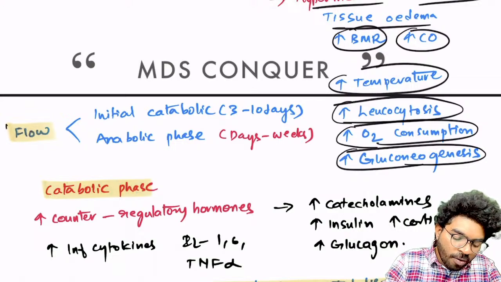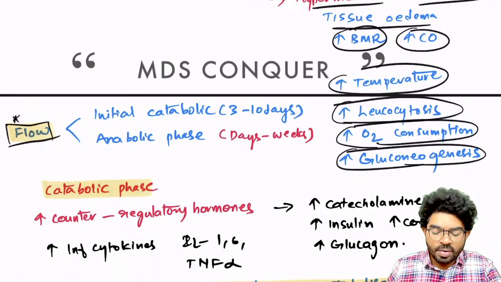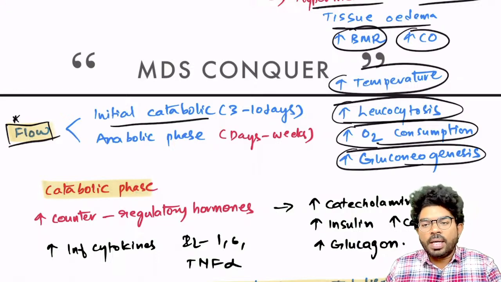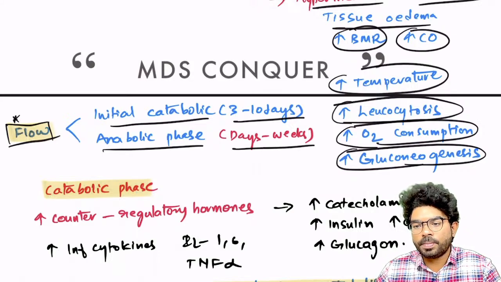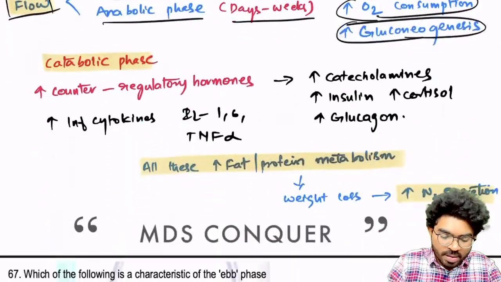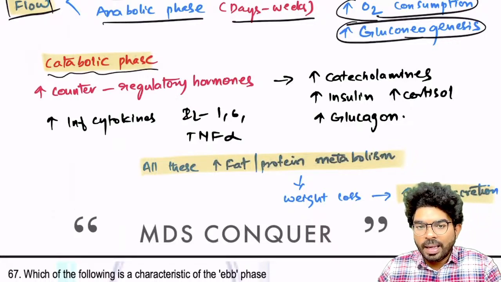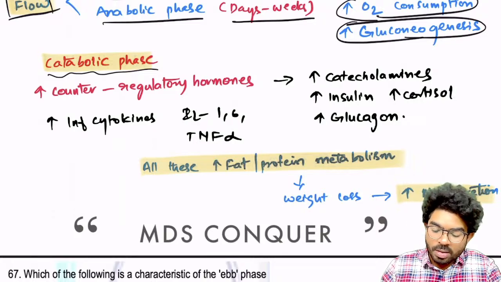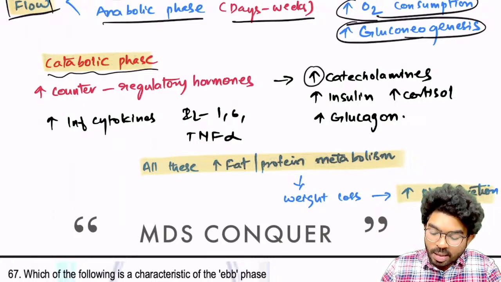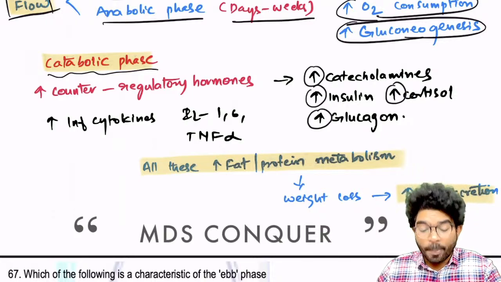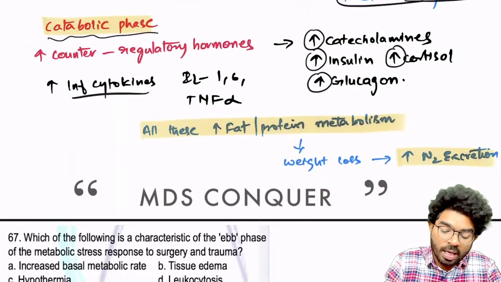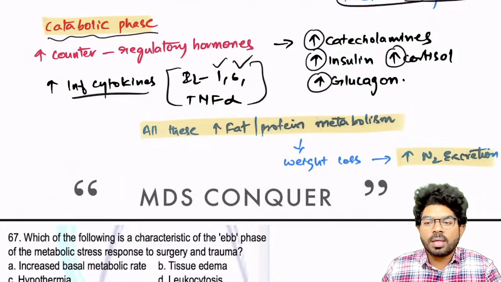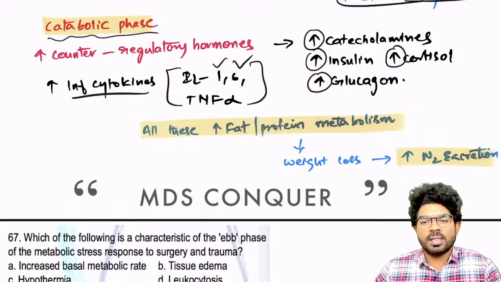The flow phase, which is the second phase, has been divided into the initial catabolic phase, which runs for 3 to 10 days, followed by the anabolic phase, which is from days to weeks. So what happens in the initial catabolic phase? There will be an increase in counter-regulatory hormones, that is catecholamines, insulin, cortisol, and glucagon. Apart from that, there is an increase in inflammatory cytokines, particularly interleukin 1, interleukin 6, and TNF alpha.